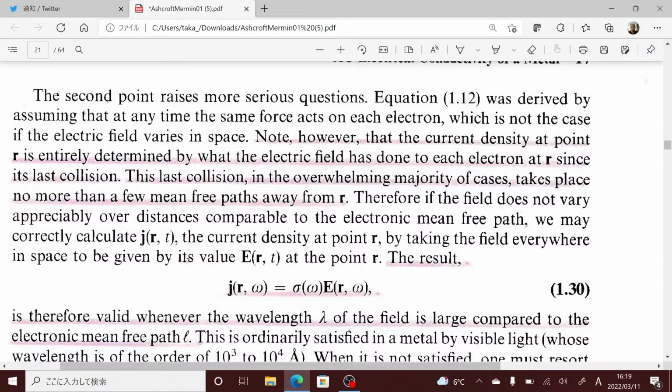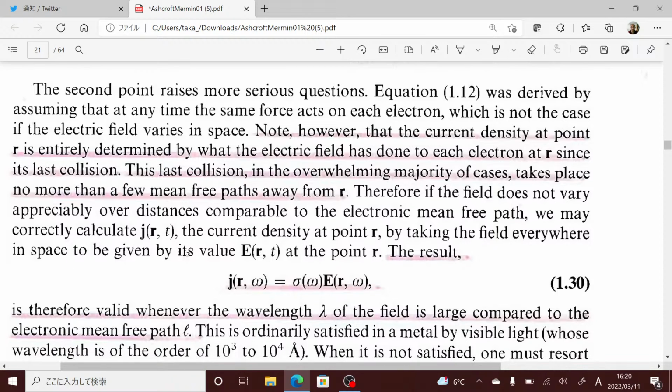This last collision, in the overwhelming majority of cases, takes place no more than a few mean-free paths away from r. Therefore, if the field does not vary appreciably over distances comparable to the electronic mean-free path, we may correctly calculate j(r,t), the current density at point r, by taking the field everywhere in space to be given by its value E(r,t) at the point r.